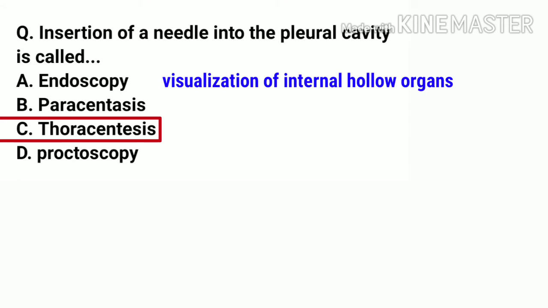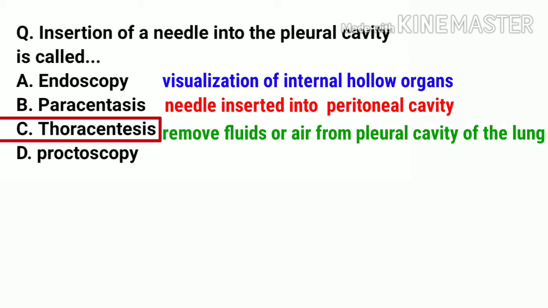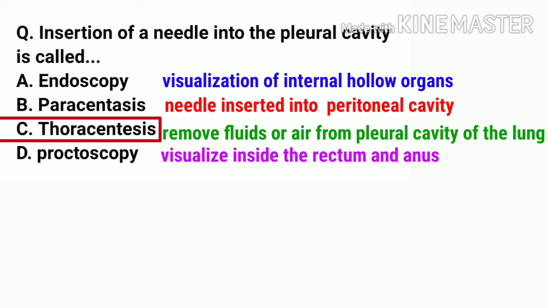Paracentesis is a procedure in which a needle is inserted into the peritoneal cavity to obtain ascitic fluid. Thoracentesis is a procedure to remove fluid or air from the pleural cavity of the lungs. Proctoscopy is a procedure to visualize inside the rectum and the anus.